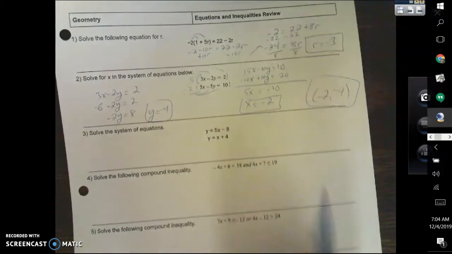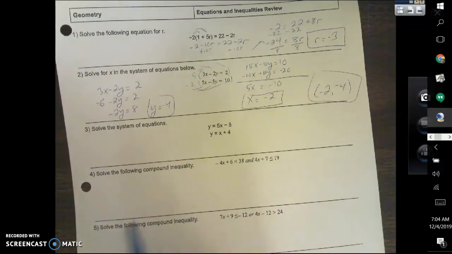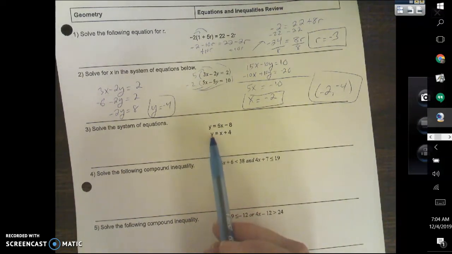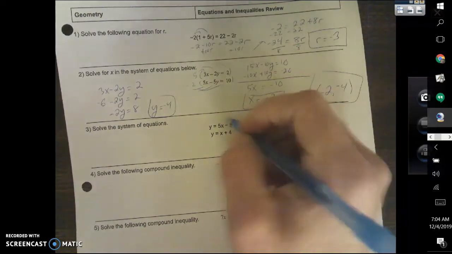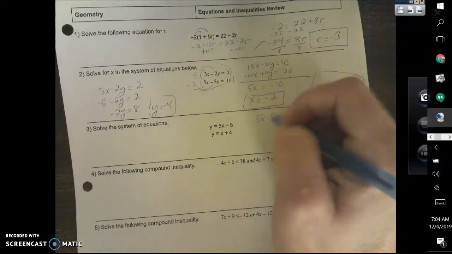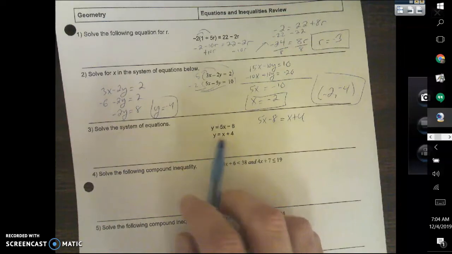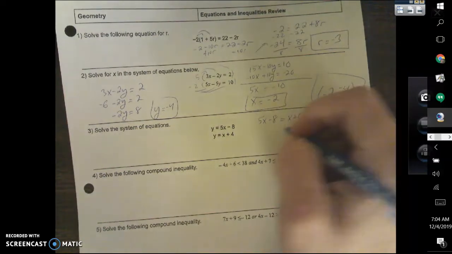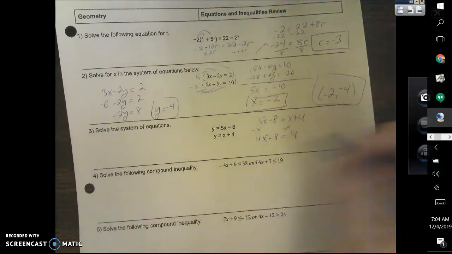Okay. Solve the following systems. Now, can you guys take a second here and look how I've got y equals and I've got y equals. Since they both equal y, you are allowed to just do 5x minus 8 equals x plus 4. Because if this equals y and this equals y, they equal each other. Solve for it, subtract x: 4x minus 8 equals 4.